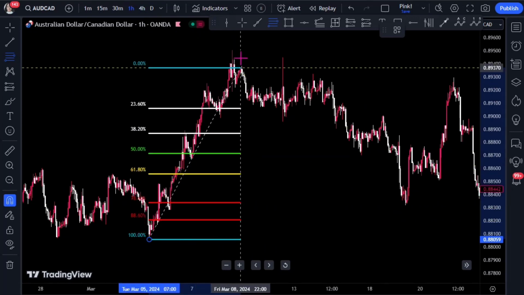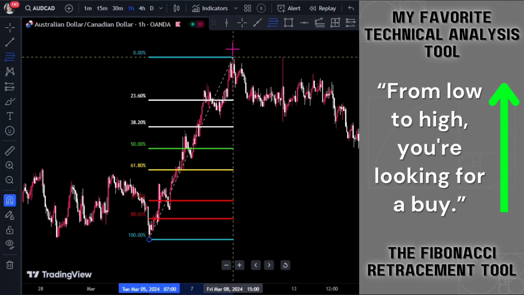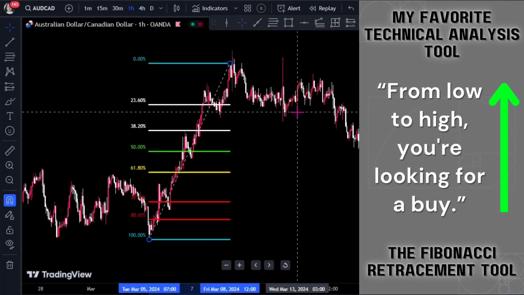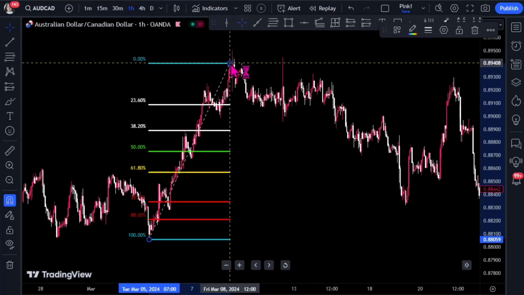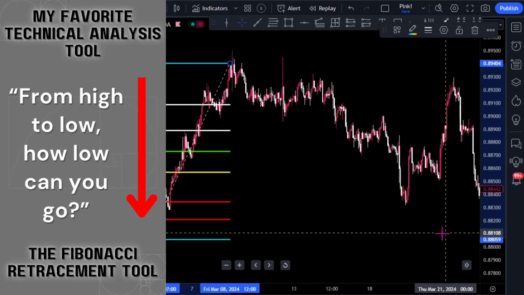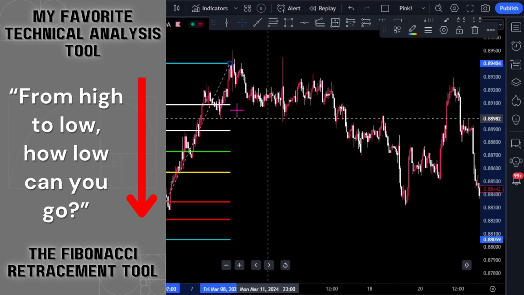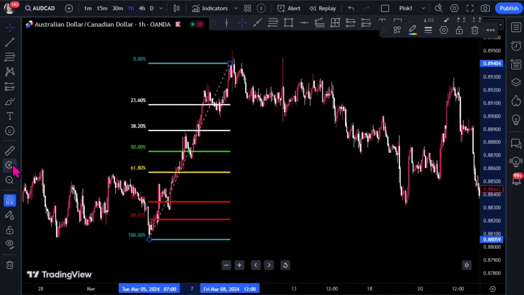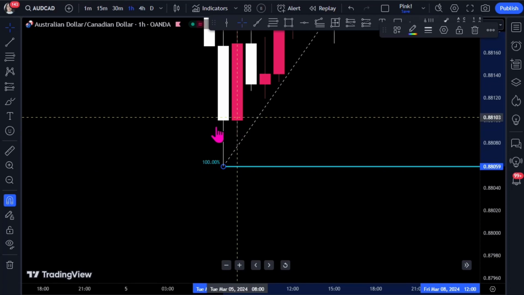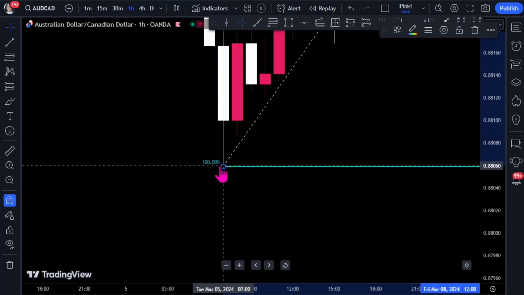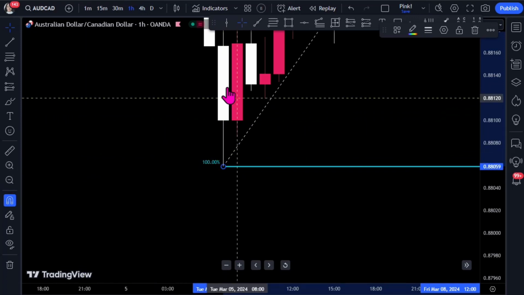If you are drawing from low to high, the rhyme that I was taught is that you are looking for a buy. If you draw from high to low, you're looking to see how low price will go, okay? I do choose to zoom in because I like to check for accuracy. I want to make sure that I am on the lowest bodied candle and then the longest wick of that candle. So that's what's done here.